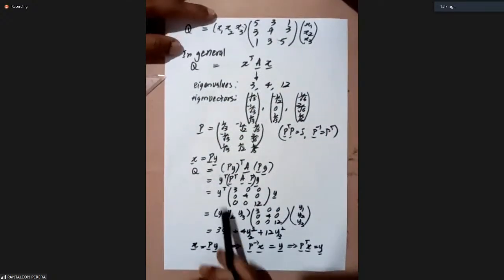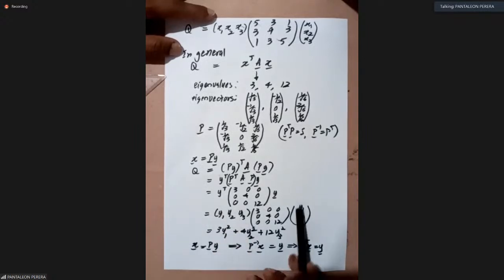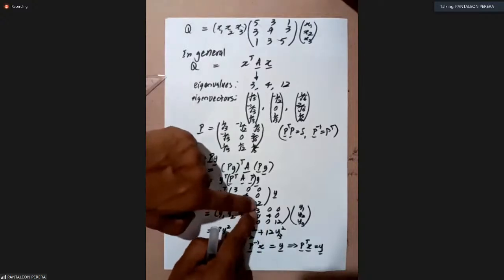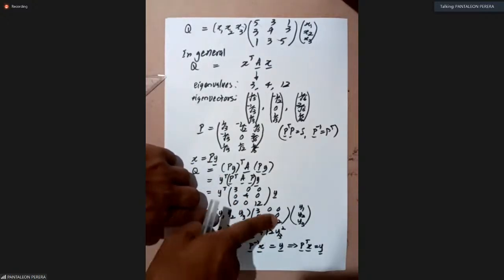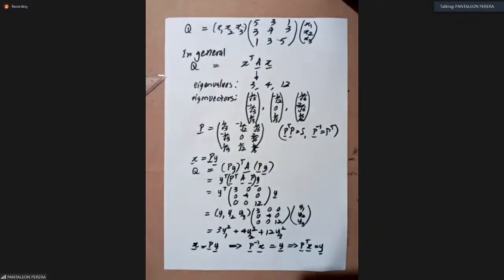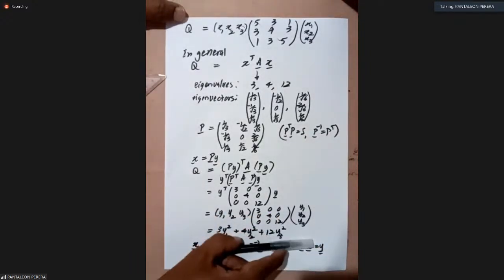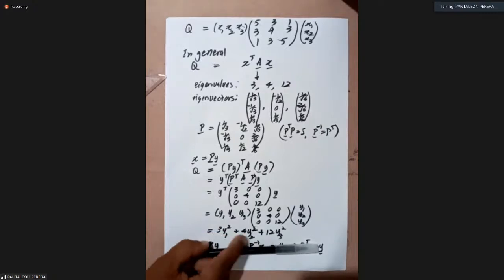Now, instead of y transpose, you can write it like this. This is y. When you multiply in the same fashion, the 1 1 position gives 3, the 2 2 position gives 4, and the 3 3 position gives 12. Did you understand up to this point?